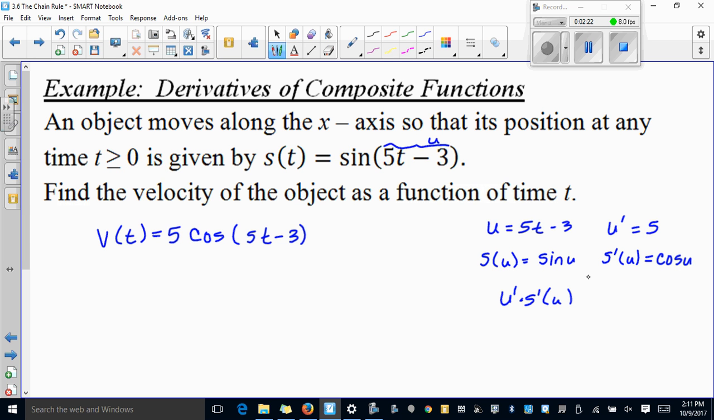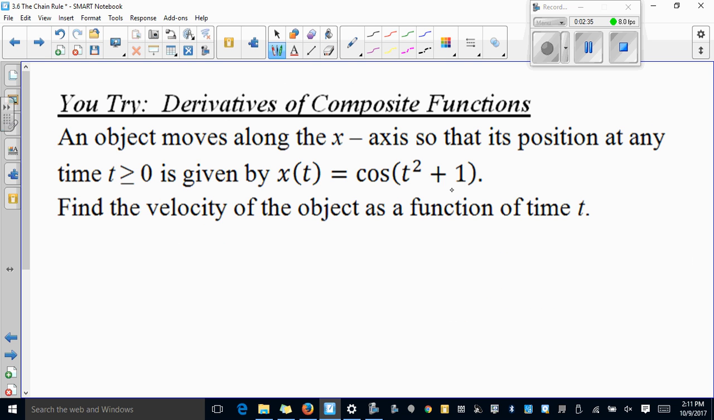Okay, here's my u value. So I have u equaling t squared plus 1, so u prime equals 2t. X of t, or x of u, is equal to cosine of u, and the derivative of cosine, so x prime of u, is negative sine of u. And so our derivative with respect to t in the end is going to be u prime times x prime of u.